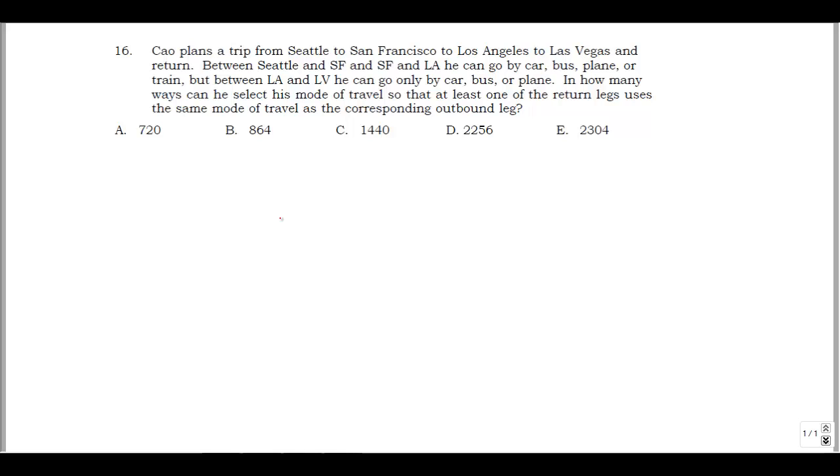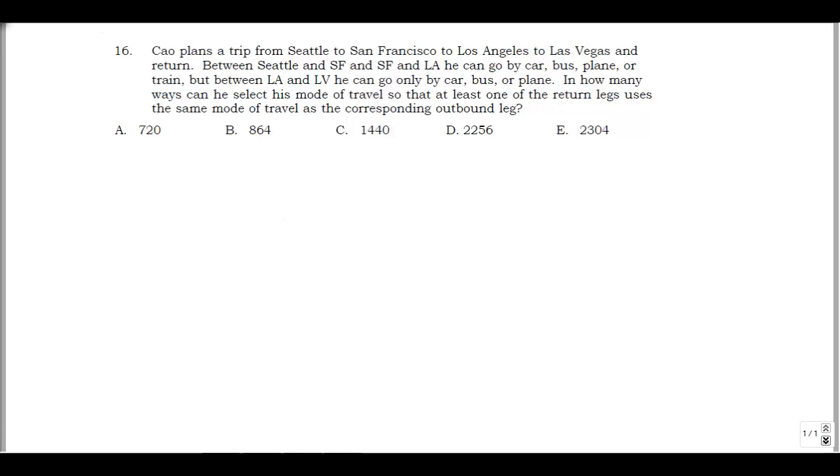And how many ways can he select his mode of travel so that at least one of the return legs uses the same mode of travel as the corresponding outbound leg? So it turns out this is a relatively straightforward counting question here. There's a little bit of a trick here, but somewhat nice here. Let's just draw a little diagram here.